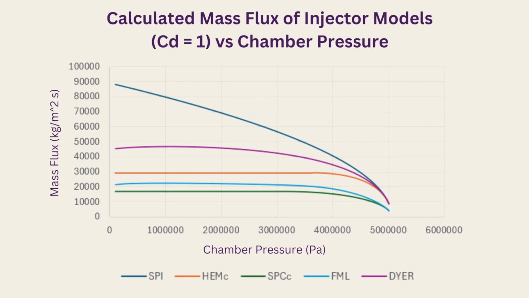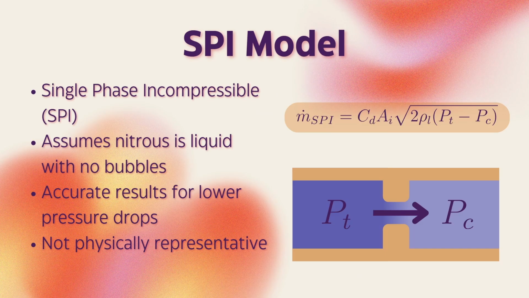But at a certain point, you get this choking behavior because gases, when they go through an orifice, once they reach the local speed of sound, they can't flow any faster, which I'll talk about later with the nozzle. But some of these models attempt to show that, which is why you see that kind of plateauing behavior on some of the graphs. The first model, that's the simplest, is the single phase incompressible.